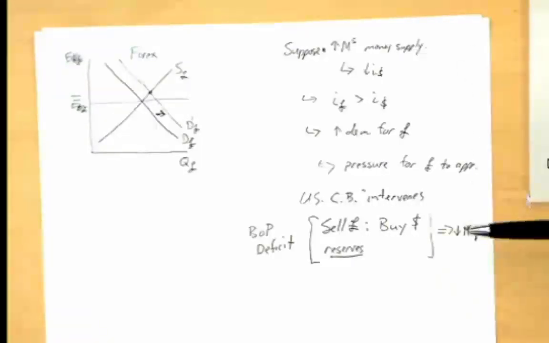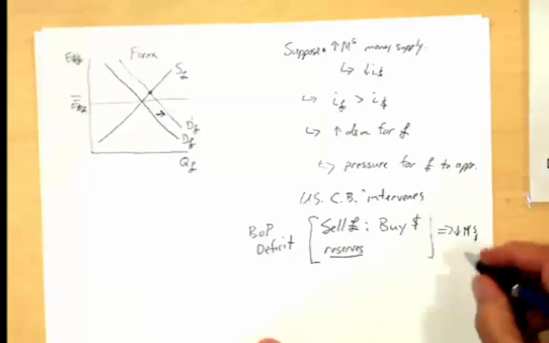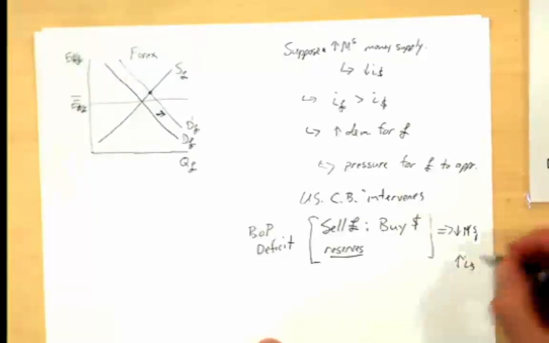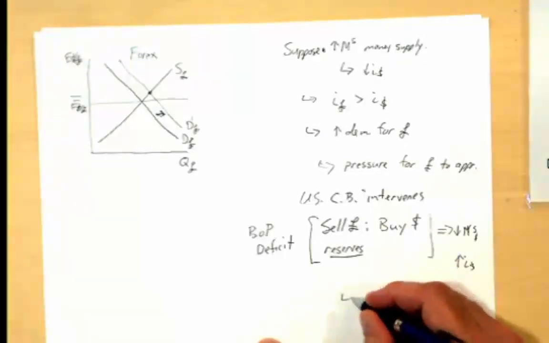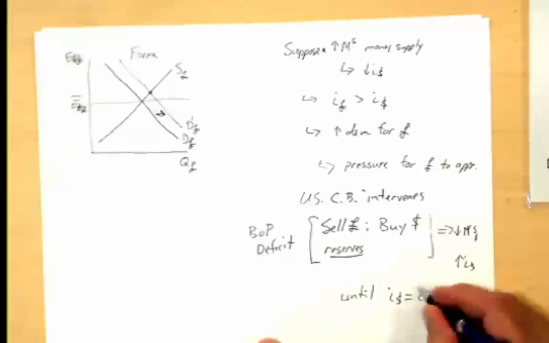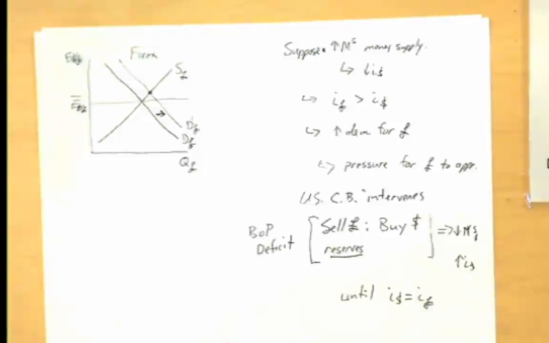The effect is, though, to lower the money supply once the central bank is forced to intervene because of the change in the exchange rate caused by investor behavior. That money supply falling down causes the U.S. interest rates to go back up. And it's going to continue to go up until I dollar equals I pound again, until interest rate parity prevails.